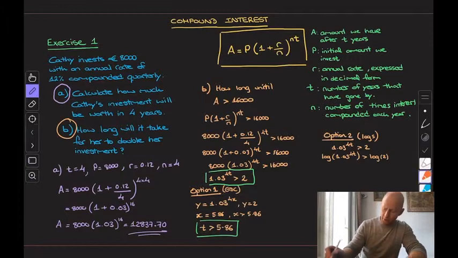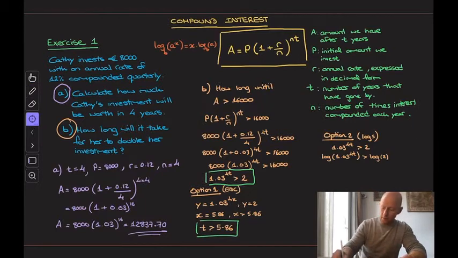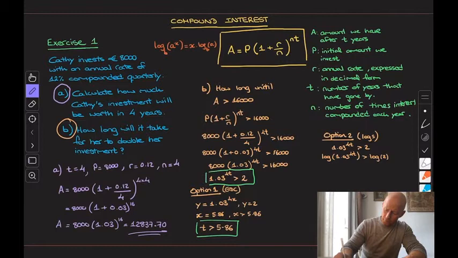Remember, I'll write that at the top of the page here. If ever we have log of any base b of some number a raised to a power of x, then that's equal to x times log base b of a. Okay, we had seen that already. Applying this law to the left-hand side here leads to 4t times log of 1.03, which has to be greater than log of 2.